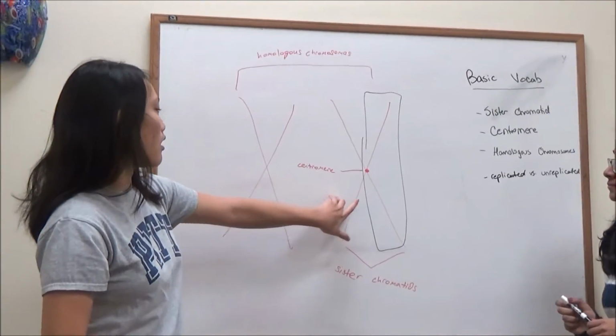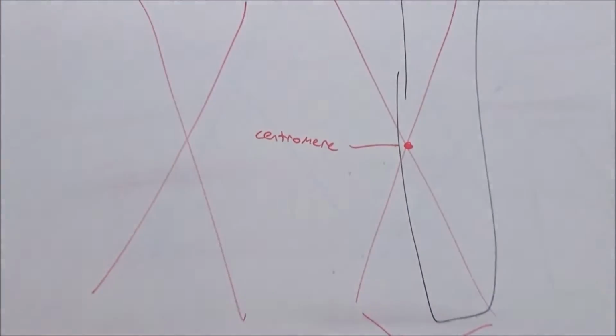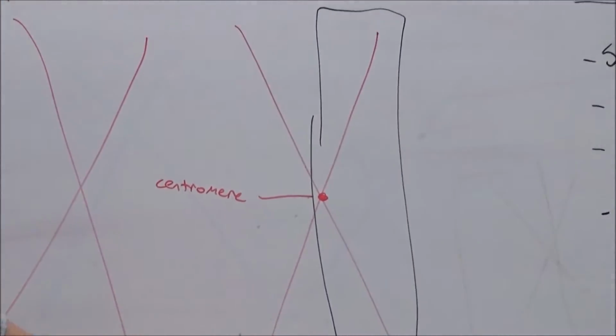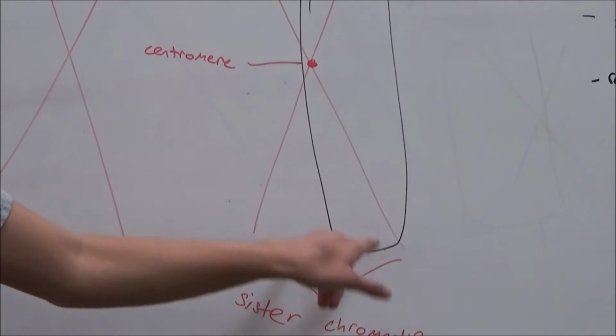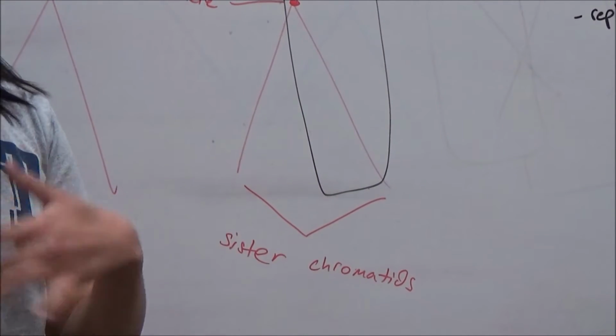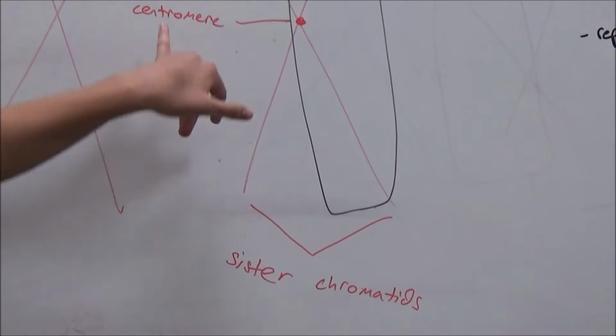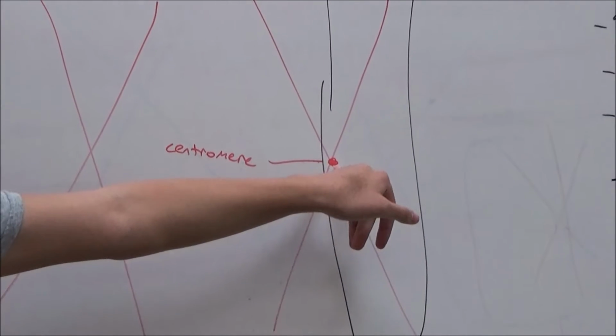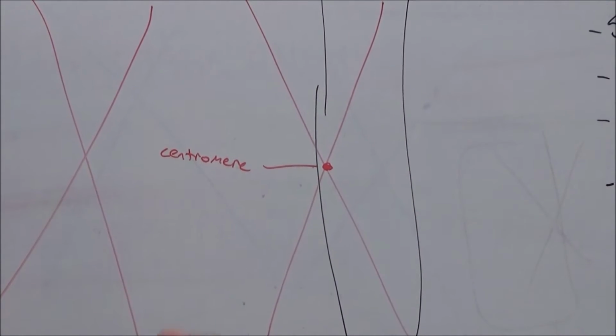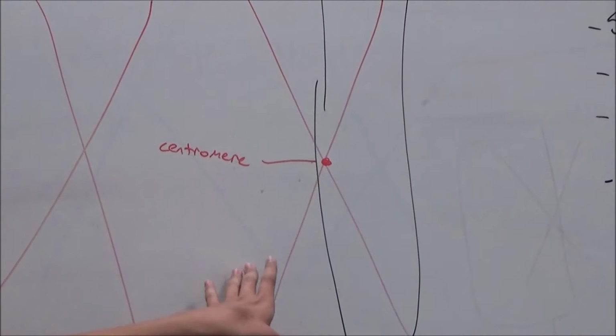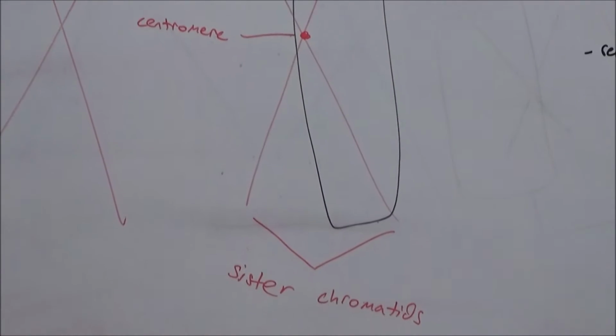So here, I have a chromosome, and it has two parts, or sister chromatids, that are identical, and they're attached to each other at the centromere in the center. And you can tell that this is a replicated chromosome because there are two sister chromatids.